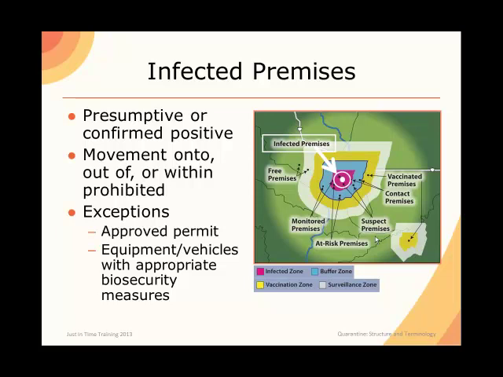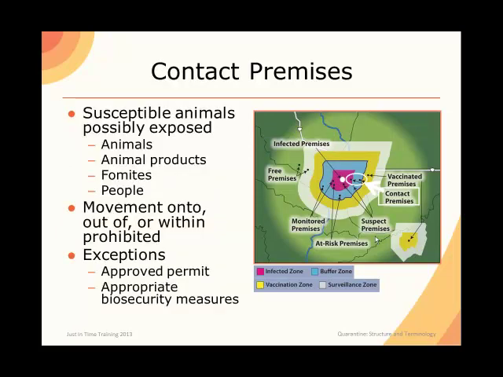This graphic shows the various quarantine zones and premises that may be used during an animal health emergency. The infected premises is represented by a white circle in the center of the image. A contact premises is a location with susceptible animals that may have been exposed to the foreign animal disease, either directly or indirectly. This may include exposure to animals, animal products, fomites, or people from an infected premises.